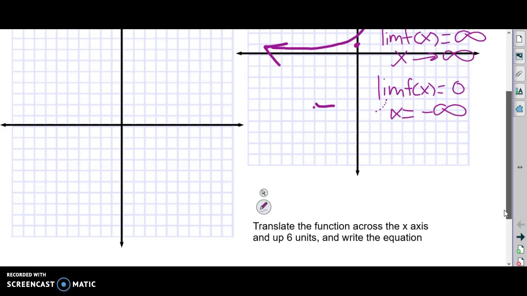Now we're going to translate the function across the x-axis and up 6 units. So to do this, we're going to rewrite the problem as f of x equals negative 5 to the power of x plus 6. And that graph is going to go one, two, three, four, five, six.